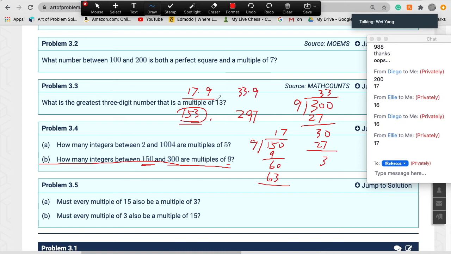Now you need to count from here to here, how many numbers there are. Say 17 times 9. The next number will be 18 times 9, right? Then the last one is 33 times 9. So counting from 17 to 33, how many numbers do you have? To calculate this, you do 33 minus 17, you get 16, but you need to add 1. It's 17. Yeah, 17. So there you go.